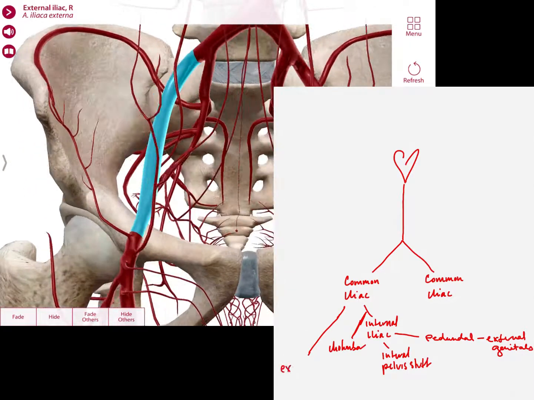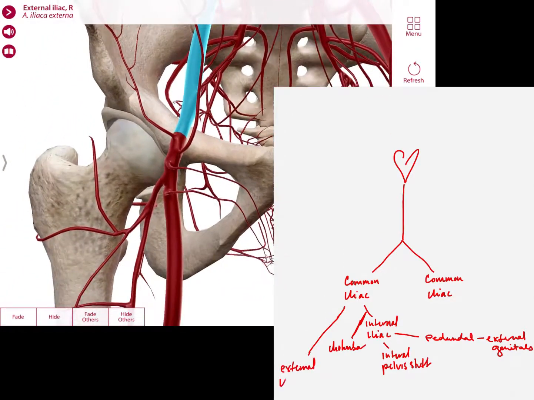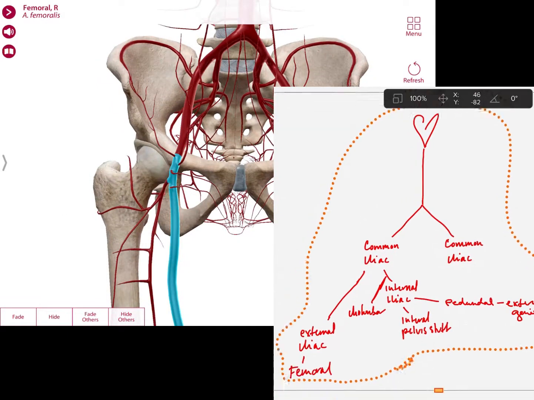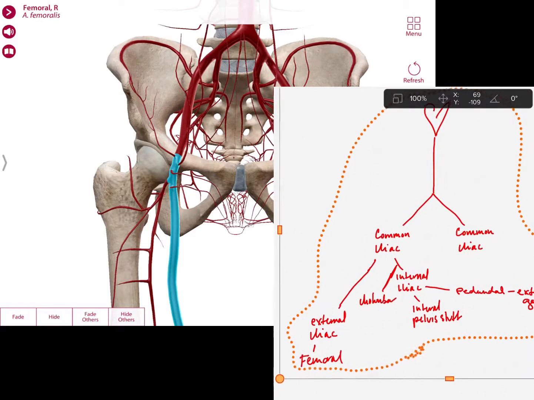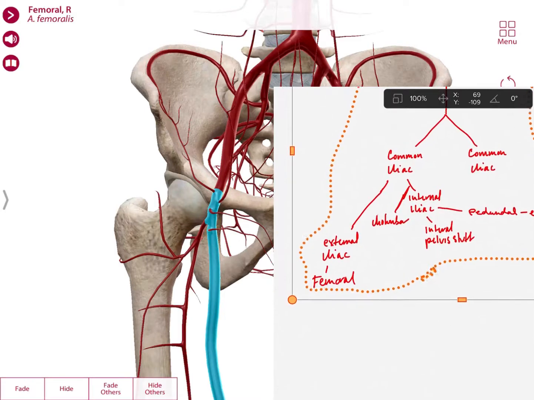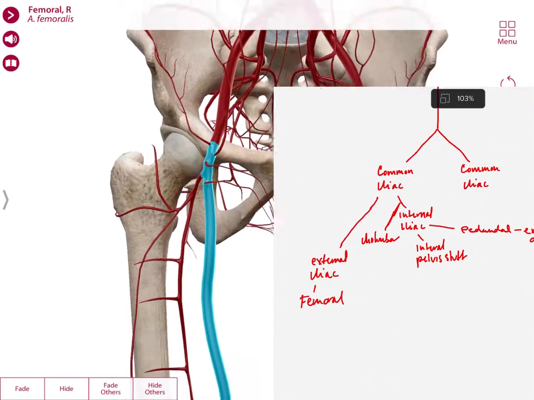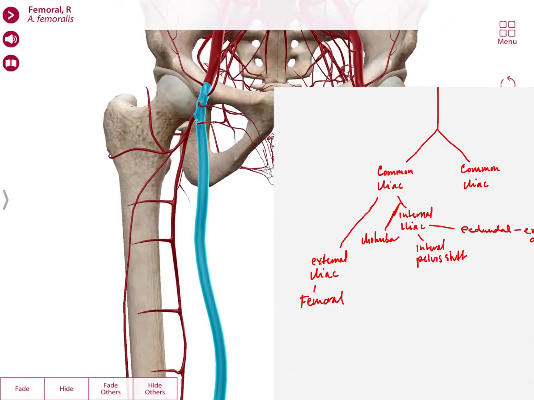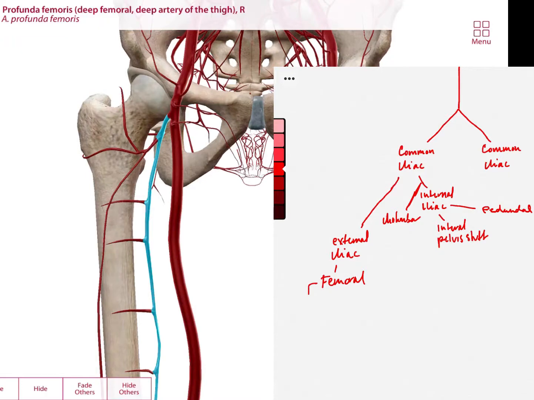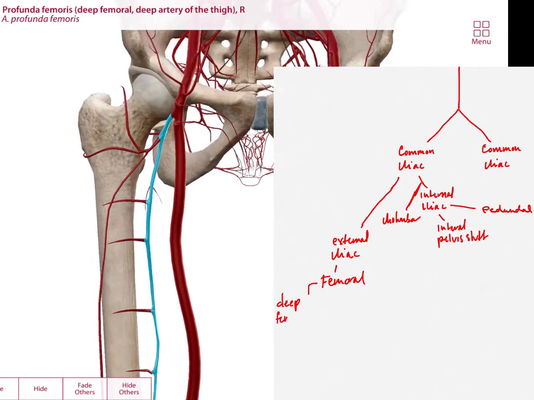And as the external iliac goes down, it's going to change names again. When it changes names again, it's going to become the femoral. And this happens right as it's along the femur. That femoral stays as the femoral, and it has another branch that's called the profunda femoris, which would be the deep femoral.